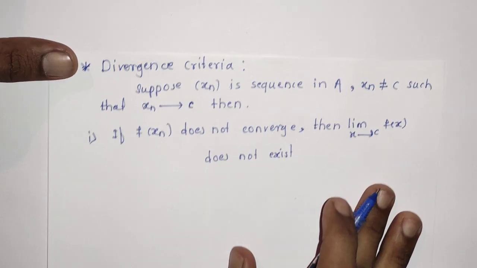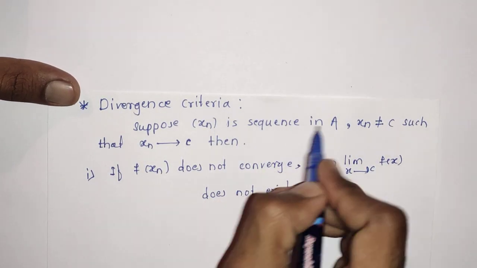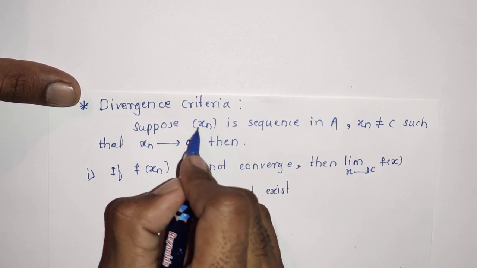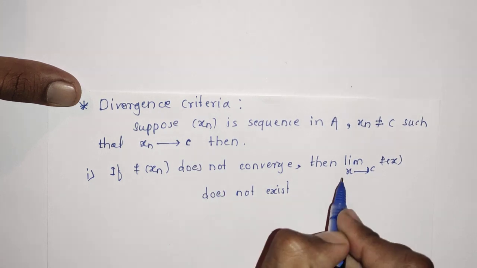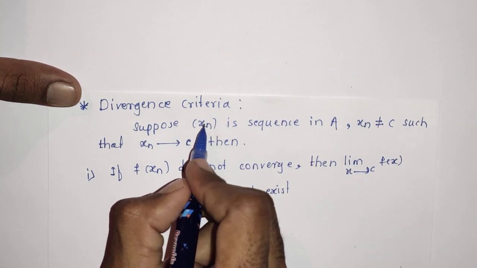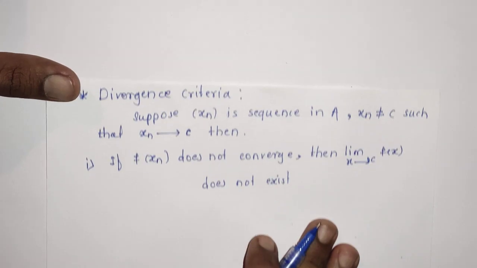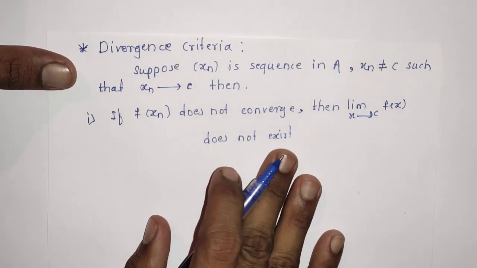That is, if we find a sequence in domain A which converges to a cluster point of A, but the image of that sequence does not converge in the codomain, then the limit of the given function does not exist.